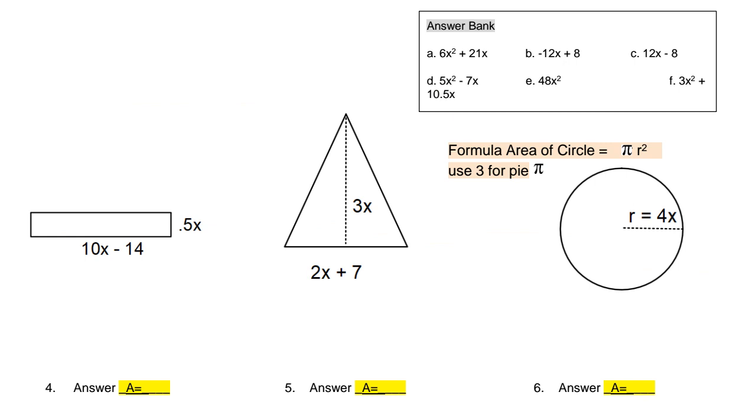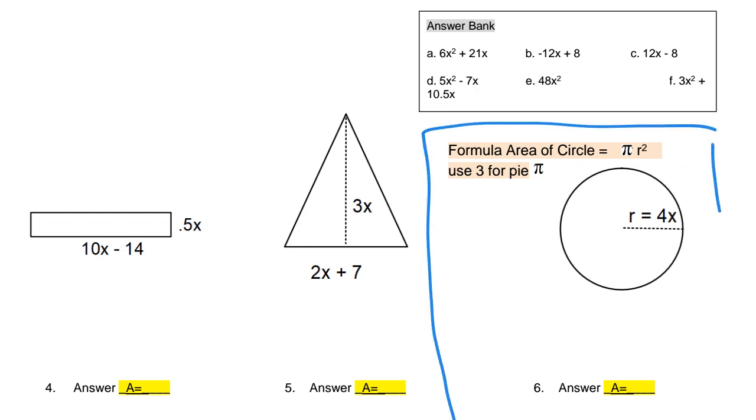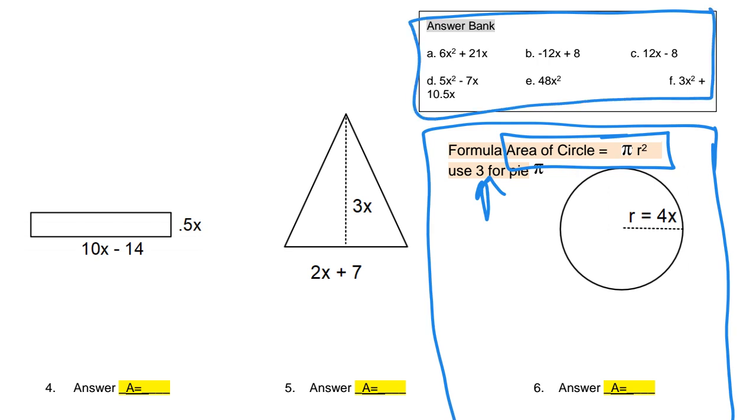So this lesson does have 6 problems. You have the first 3 problems done on the first slide, and then the second slide has the next 3 problems. Notice on this one, number 6 is a circle. So you need to make sure that you pay attention to that area formula for a circle. Notice it's a full circle, so there won't be any dividing by 2. Again, we're using 3 for pi. And this slide also has an answer bank for you to double check your work.